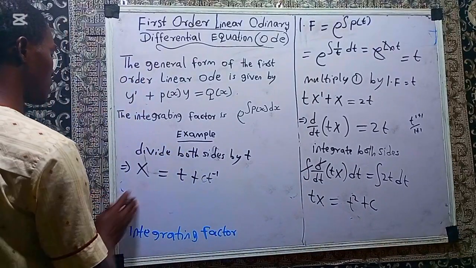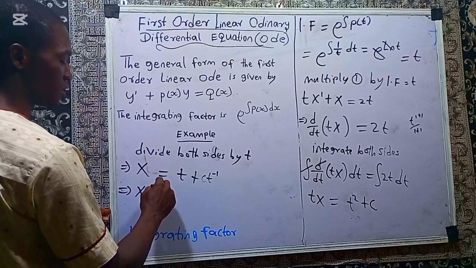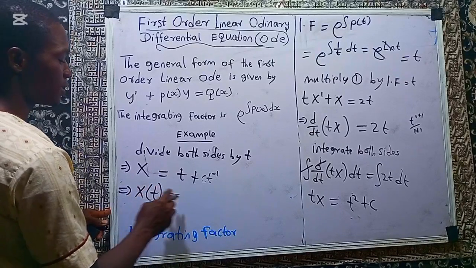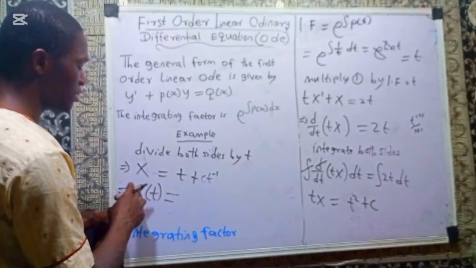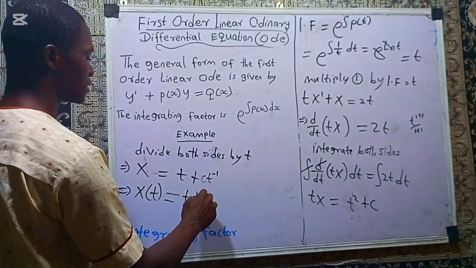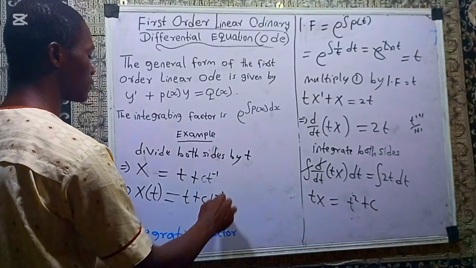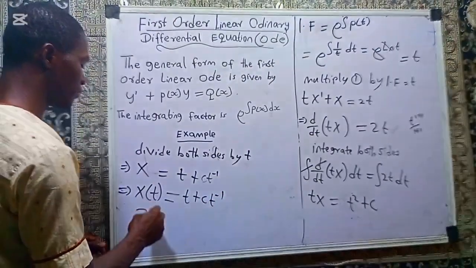So now this implies that x is x of t. I'm writing it in full now. This x is the dependent variable, so it depends on t. So I'm writing x of t equals t plus c t raised to power minus 1. So this is the solution to the given ODE.